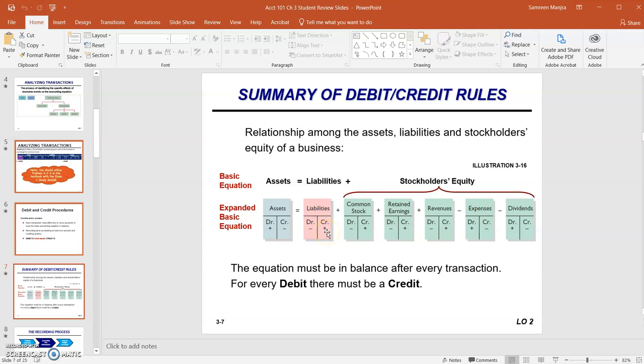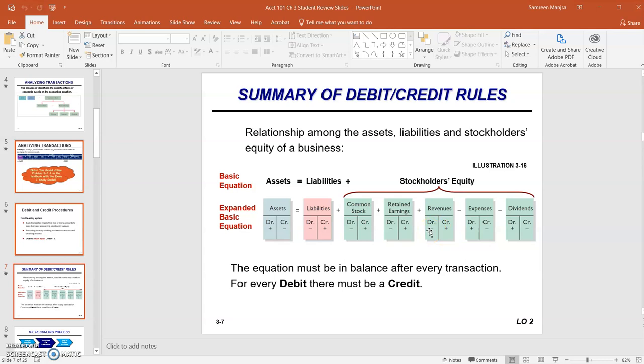If your assets increase with a debit, that means that your liabilities are going to increase with a credit. And if you have a decrease in your liabilities, that's also going to be a debit. And common stock, retained earnings, and revenues follow the same rules. You have an increase with credits, decrease with debits.